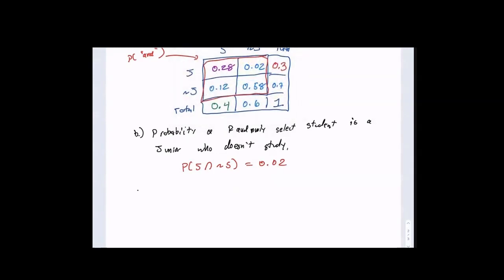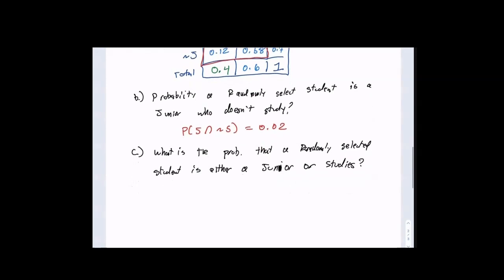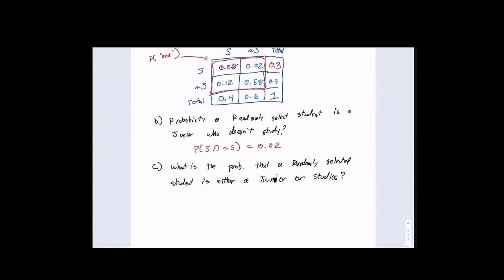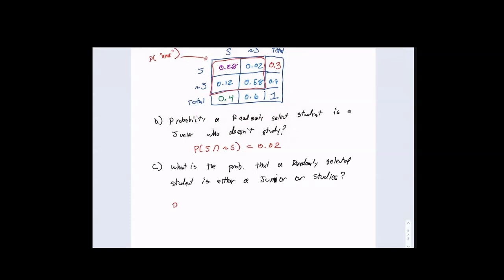C, what is the probability that a randomly selected student is either a junior or studies? Now this is the one from last night that I was saying. So they can be a junior or they can study. So I want to find the probability of a junior or that they study.